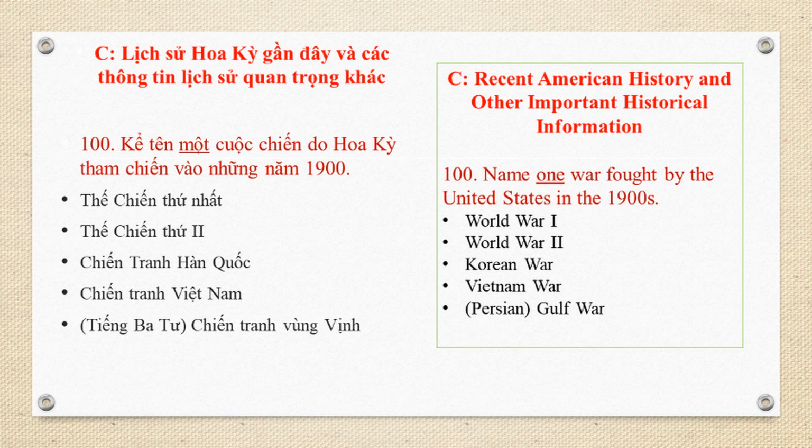C. Recent American history and other important historical information. 100. Name one war fought by the United States in the 1900s. World War I. World War II. Korean War. Vietnam War. Persian Gulf War.